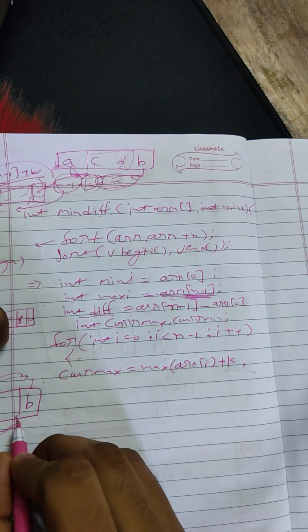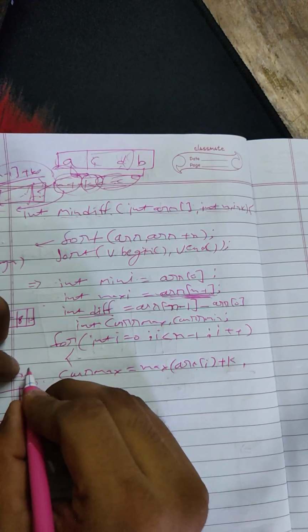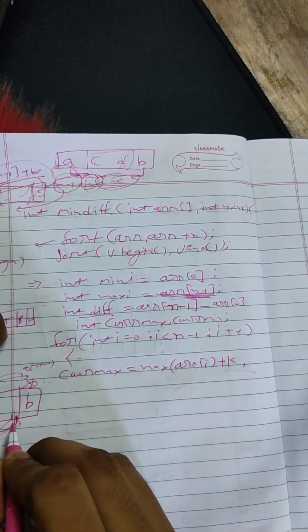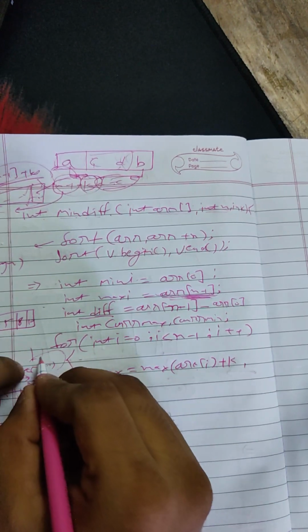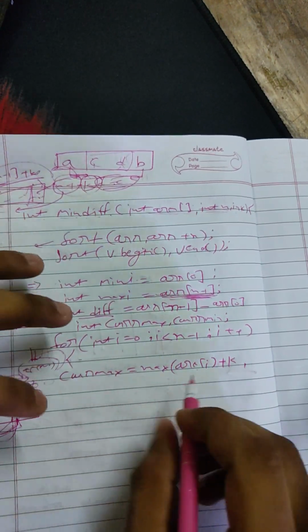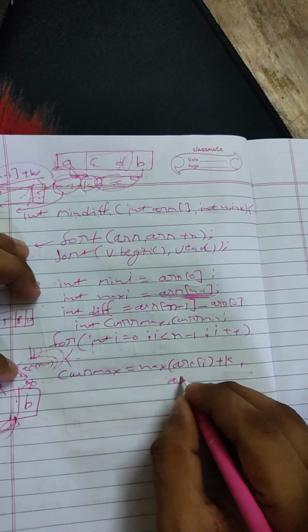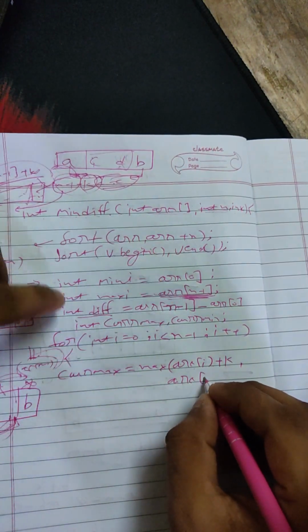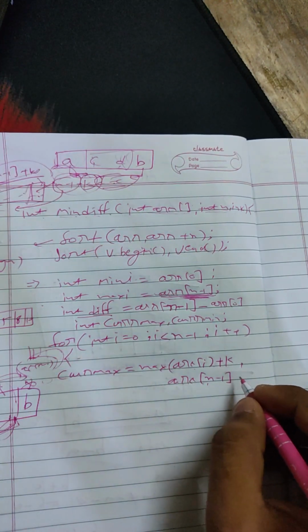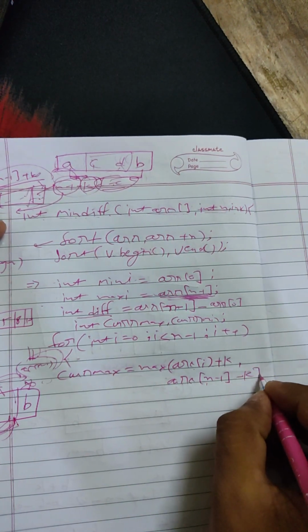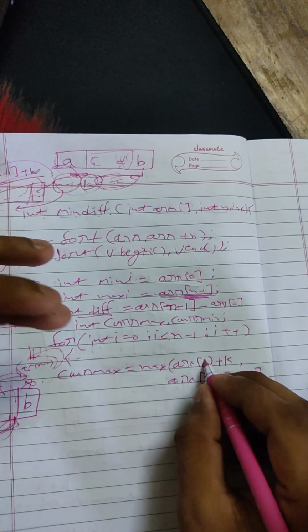If we find a maximum among these two, not the last one arr of n minus 1, then we take that as the maximum. If we can't find a max greater than this, then this is the maximum. So it is the max of arr of i plus k and arr of n minus 1 minus k, subtracting k because we go to the left side, while the other goes to the right side.